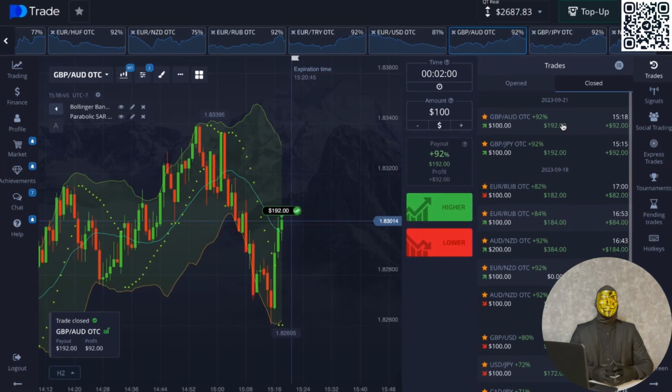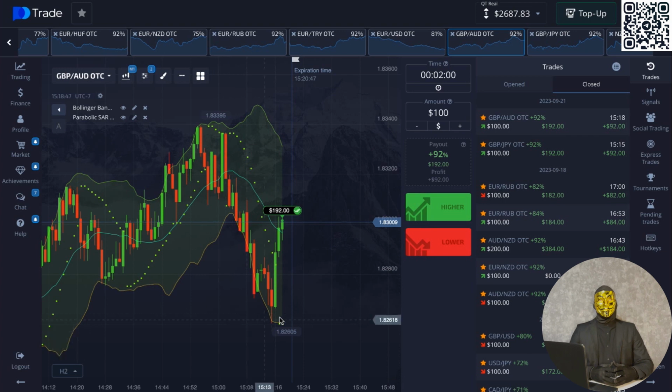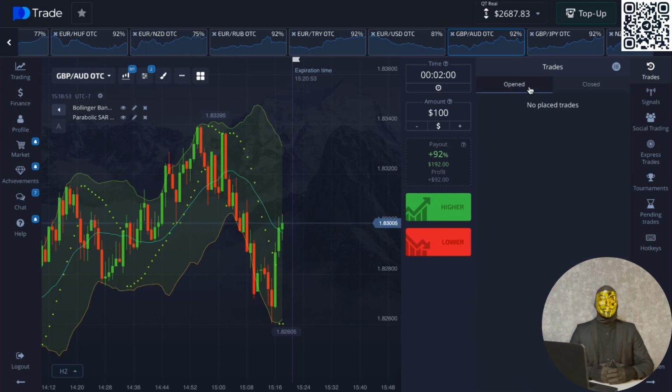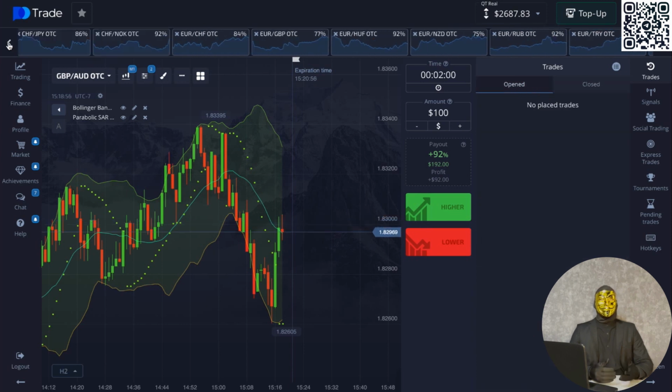Great. Our second deal also went into the plus. Again, excellent reaction and timely opening of a position. A very successful start to the trading session. We look further.